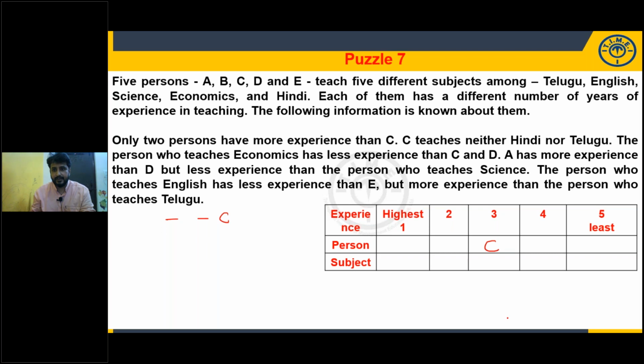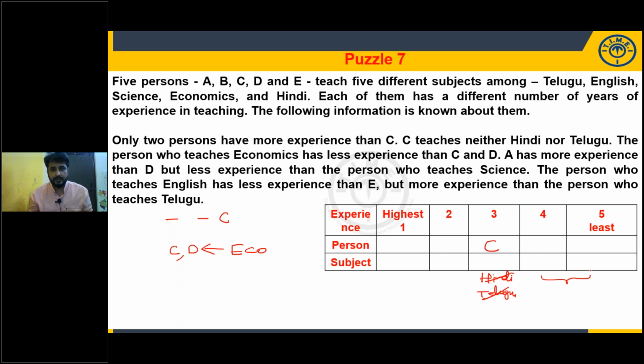Next, C teaches neither Hindi nor Telugu. So here it should not be Hindi, and it should not be Telugu. The person who teaches economics has less experience than C and D. So in the arrangement, C and D have to be before economics. So economics has to be in one of these two positions.